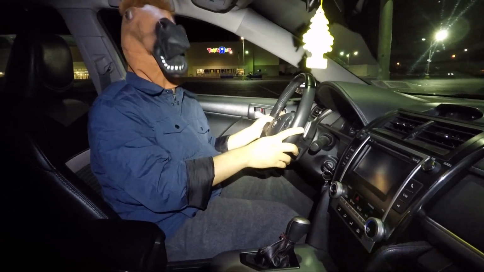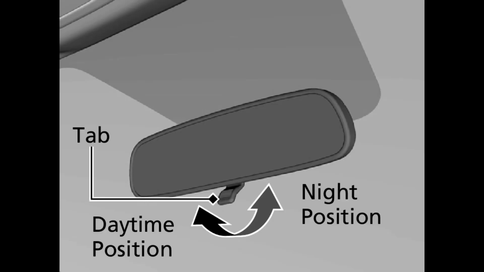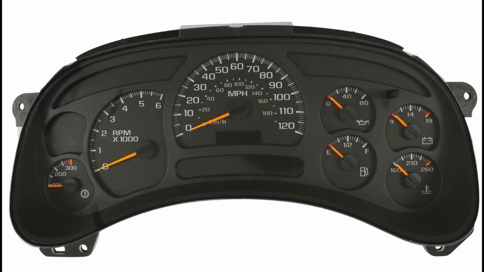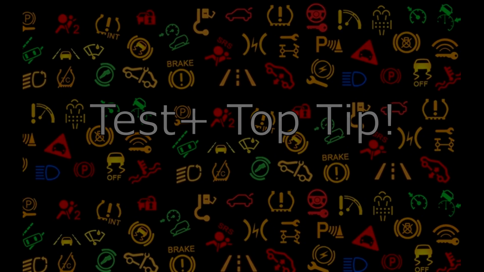We are going to cover how to turn on the headlights, fog lights, daytime running lights, high beams, left and right turn signals, hazard lights, turning on front and rear wipers, spraying the front and rear windshields, front and rear defrost, rear view mirror, light dimming switch, and finally, reading different odometers located in your dashboard. Stay tuned for a test followed by a top tip at the end of the video.